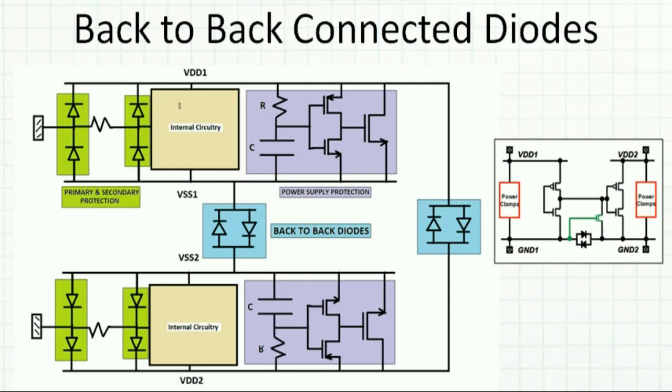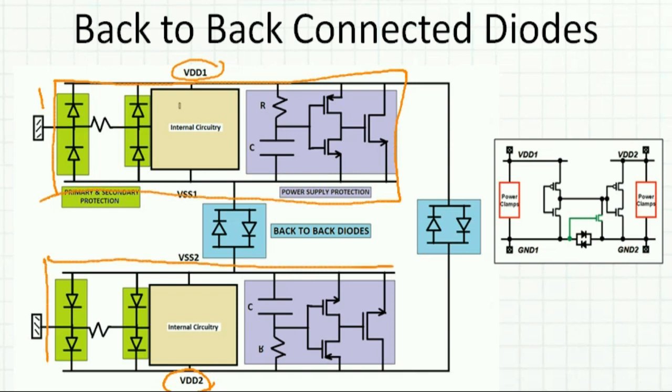In some cases there will not be one VDD, there will be multiple VDDs, and all of them have to be protected. Whatever circuit you see here, the protection circuit for VDD1, I will have a similar protection circuit for VDD2, and this is just the same circuit flipped. I have flipped it so that VSS1 and VSS2 are coming next to each other.